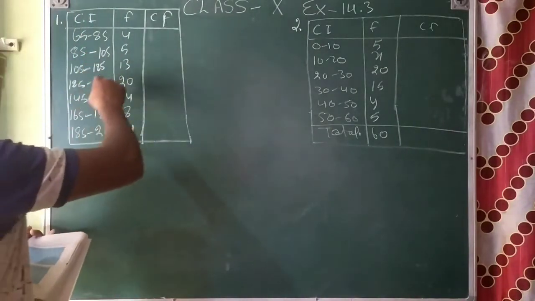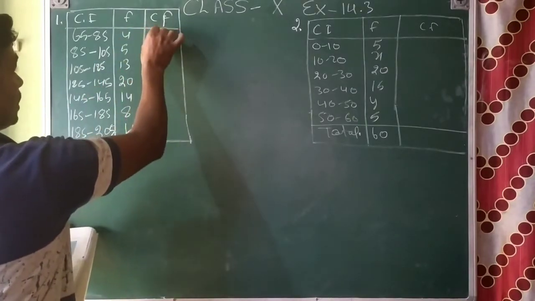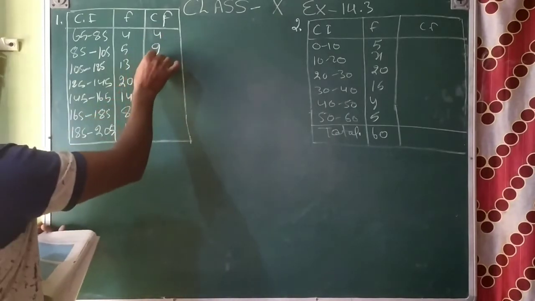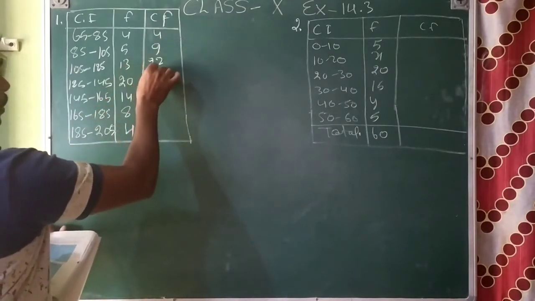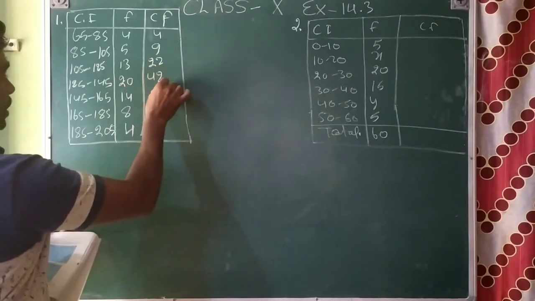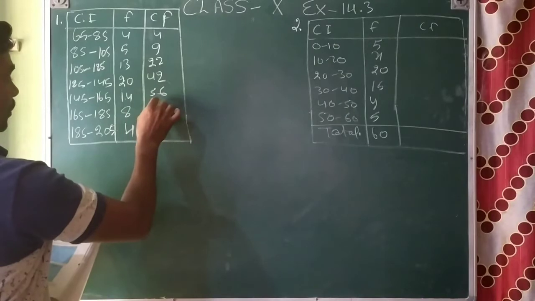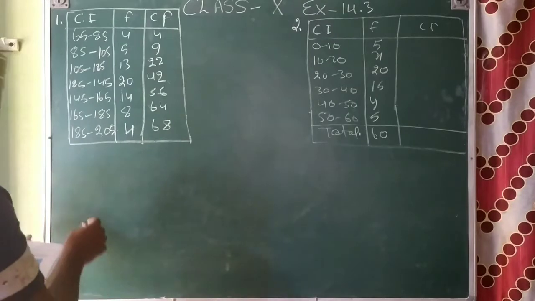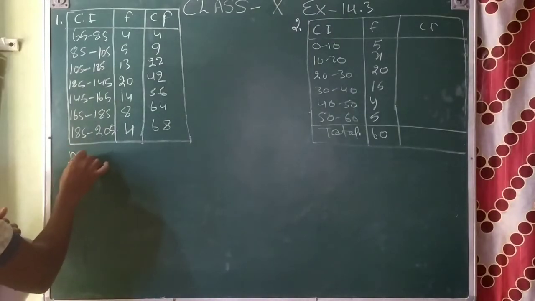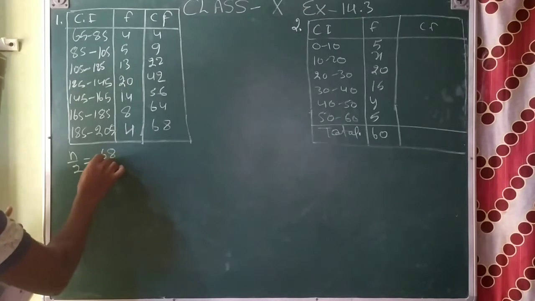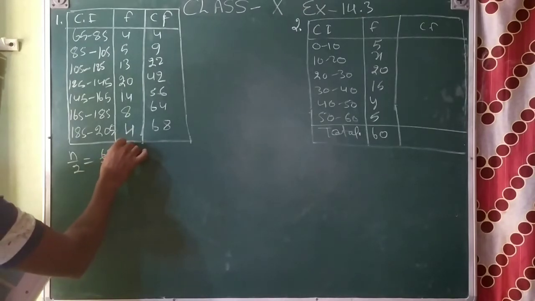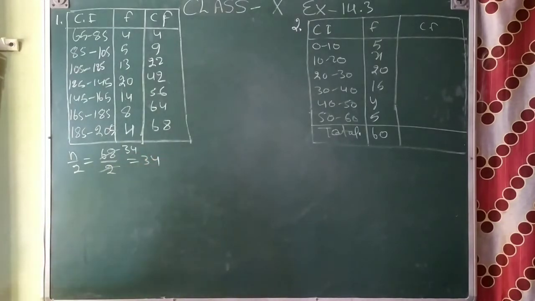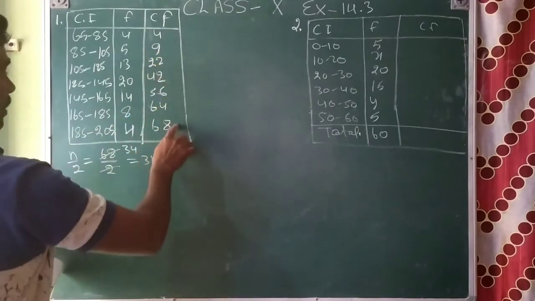First of all, find the CF. So what is the CF? First is 4, then add 9, then add the next, that will be 22. Now 42, now 56, now 64 and then 68. Now we'll find n upon 2. n upon 2 is equal to 68 upon 2, that is 34.